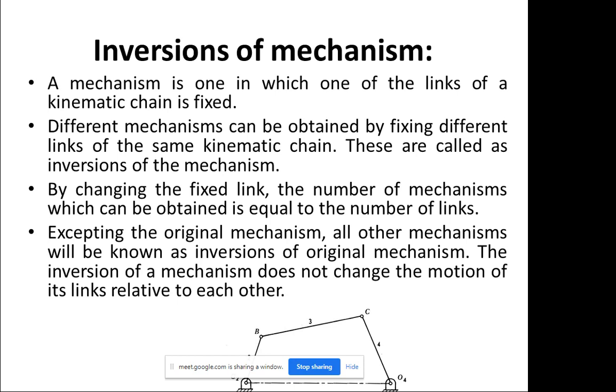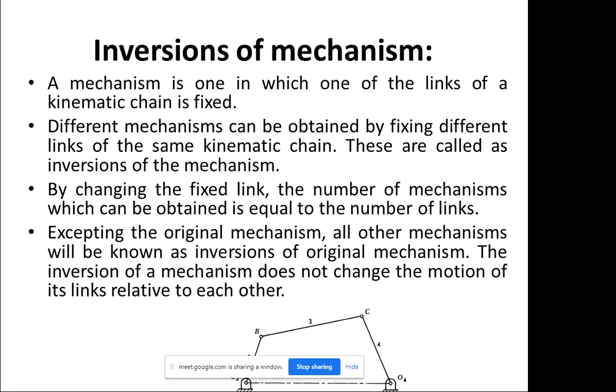In the mechanism shown in the figure, when one of the links of a kinematic chain is fixed, that becomes a type of inversion, and different mechanisms can be obtained by fixing different links of the same kinematic chain. These are called inversions of the mechanism. By changing the fixed link, the number of mechanisms which can be obtained is equal to the number of links. Excepting the original mechanism, all other mechanisms are known as inversions of the original mechanism. The inversion of a mechanism does not change the motion of its links relative to each other.